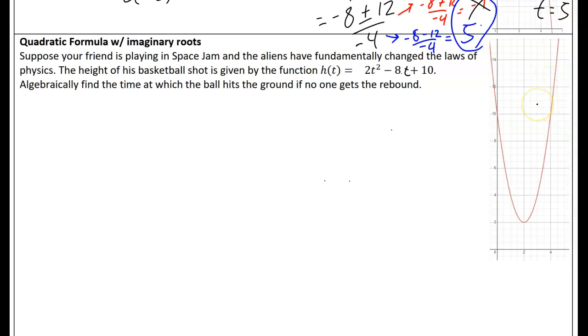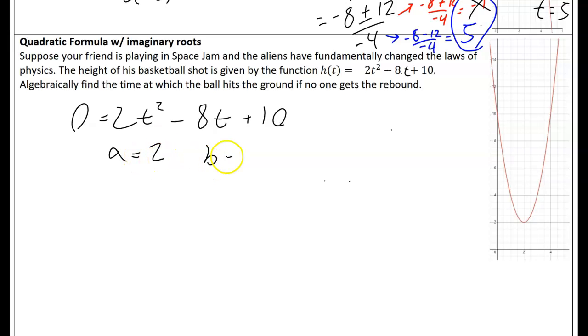So something weird is happening in this particular basketball game. Our goal here is to plug it into the quadratic formula and see what happens, right? So I'm going to set it equal to 0 and then grab my A, B, and C. By the way, the reason that the graph changed is because I flipped the signs on some of my coefficients here. So my A is now a positive 2, my B is now a negative 8, and my C I left the same.